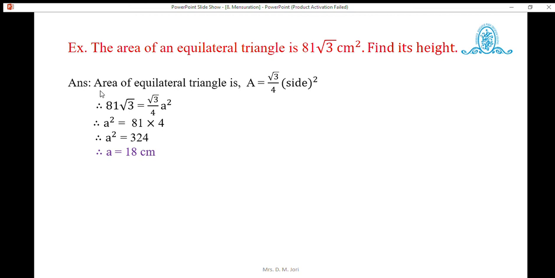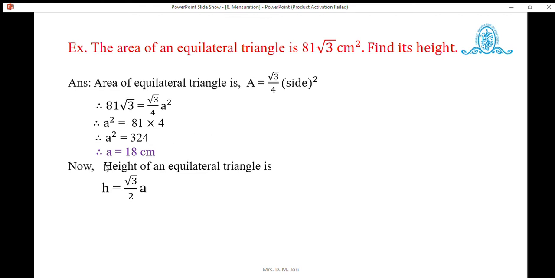Fine. So simplify that equation for a now. Root 3 gets cancelled from both sides. A square is simply equal to 81 into 4. The 4 gets cross multiplied with the left hand side. So 81 into 4 means it is 324 is a square, and therefore a is 18 centimeters because 324 is the square of 18. As it's a length, we cannot consider the negative value. So it must be positive. So the side is 18 centimeters.